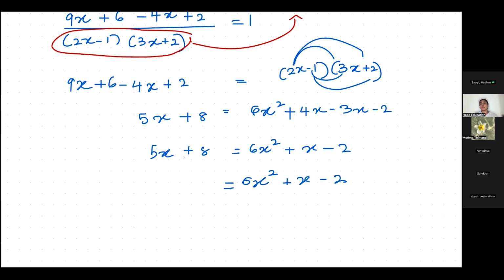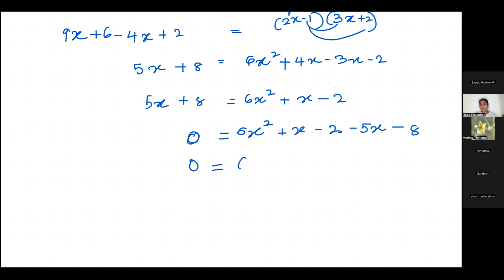This 5x, when I bring it to the other side, becomes minus 5x. Then this 8, when I bring it to the other side, becomes minus 8. Then what happens? One side becomes 0. Right? That is exactly what we want. So 0 equals 6x squared, plus x minus 5x, which is minus 4x, and minus 2 minus 8 is minus 10. So this is what we get.